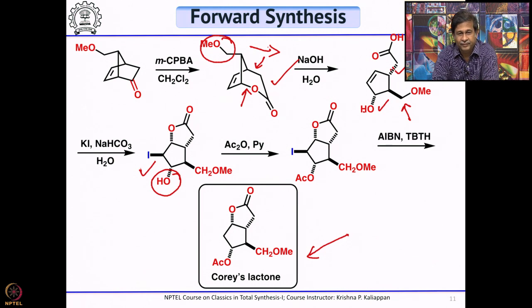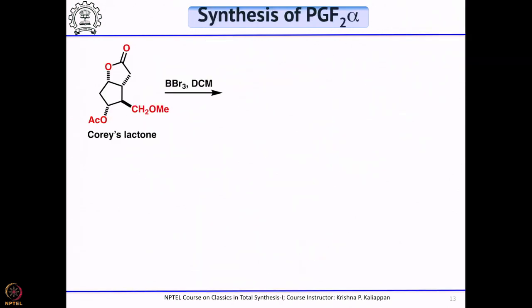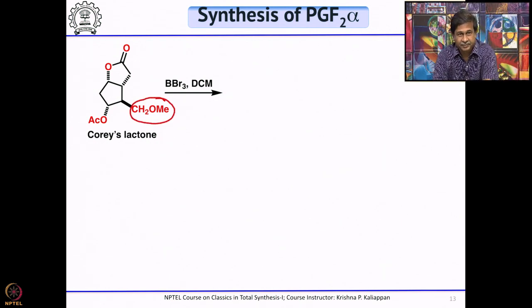This is one of the very important lactones in the total synthesis of prostaglandins. Many people made this lactone by a different method, and some people used this lactone and then made prostaglandins, but this Corey lactone is well recognized in the total synthesis of prostaglandins. So once you have this, the next step is to elongate one of the side chains.